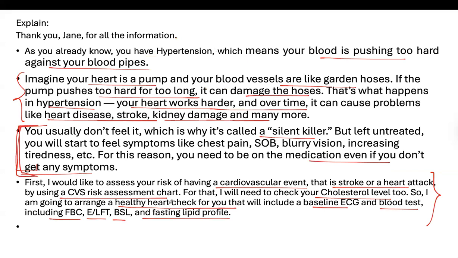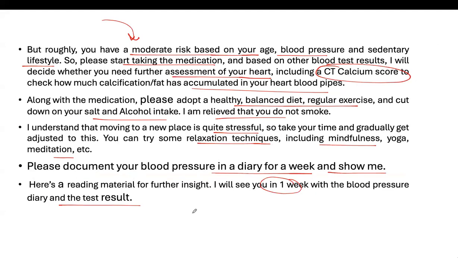Okay. This is how you need to make sure that you explain you have got high blood pressure. You talk about why blood pressure management is important. Talk about the cardiovascular assessment chart. Send the patient for blood tests, especially cholesterol level. And then talk about, yes, you need to take the medication and a healthy diet. Talk about the stress, and then bring the patient back with a blood pressure diary. Okay? Make sense, guys?